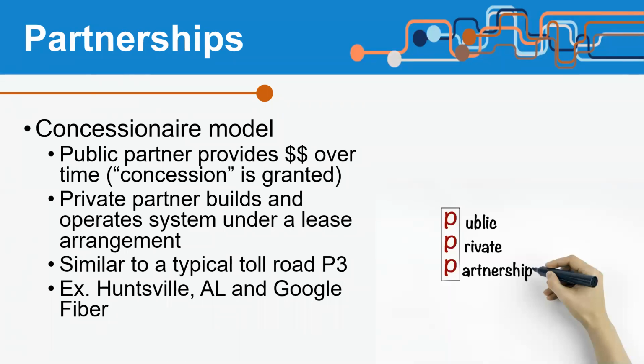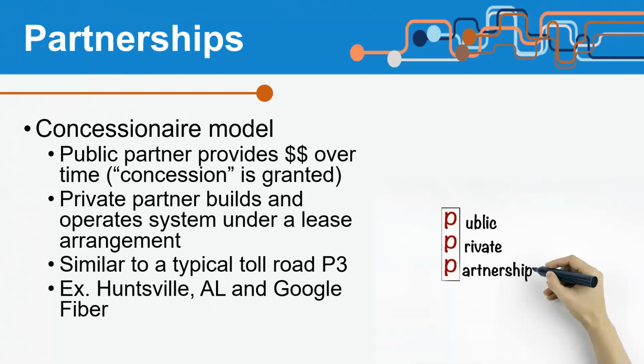In the middle is a concessionaire model. This is actually the type of public-private partnership that most of us are probably familiar with because it's very similar to a typical toll road, that type of public-private partnership. And P3 is a way to abbreviate public-private partnership. So I may just, for the rest of this presentation, start calling them P3s.